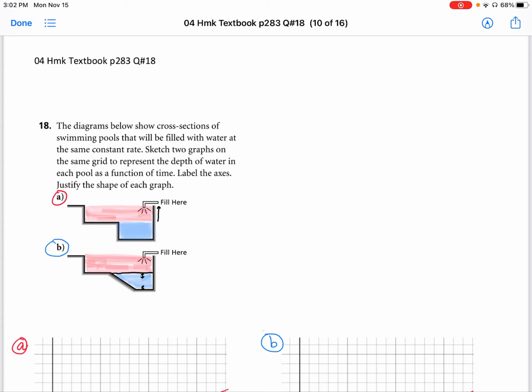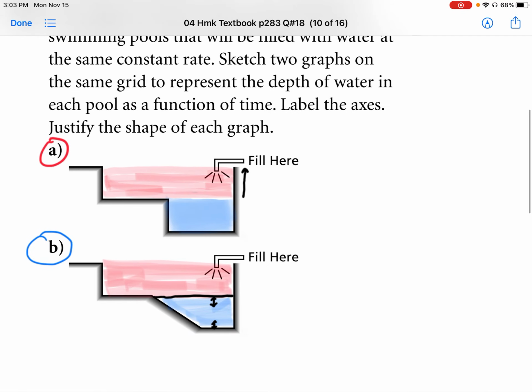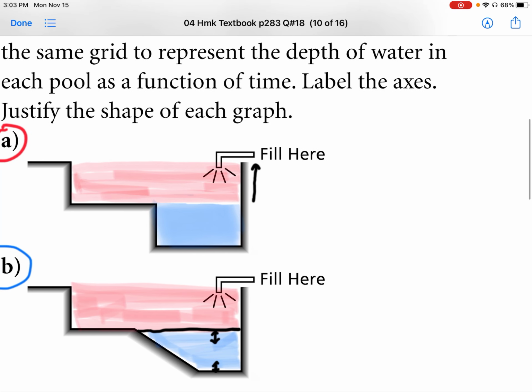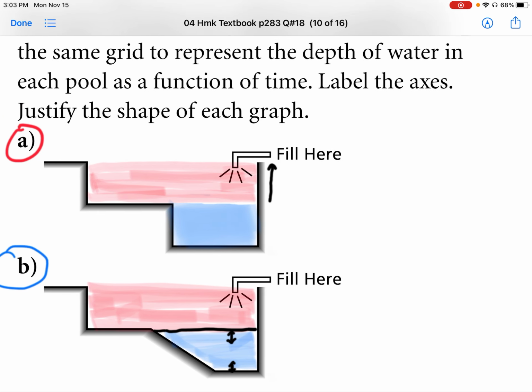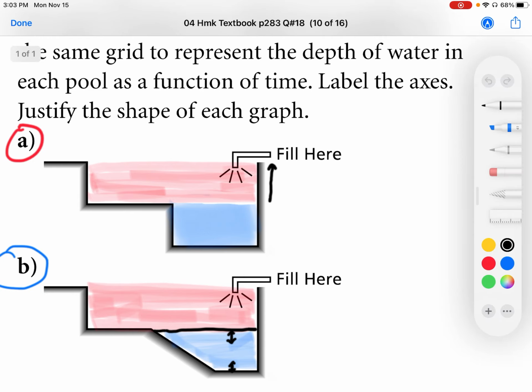In question 18, we have a pool being filled with water at a constant rate of water flowing into the pool. So if we take a look at A, there are two situations going to happen here. As we fill up the pool, there's going to be this boundary line. I'm just going to draw that boundary line.